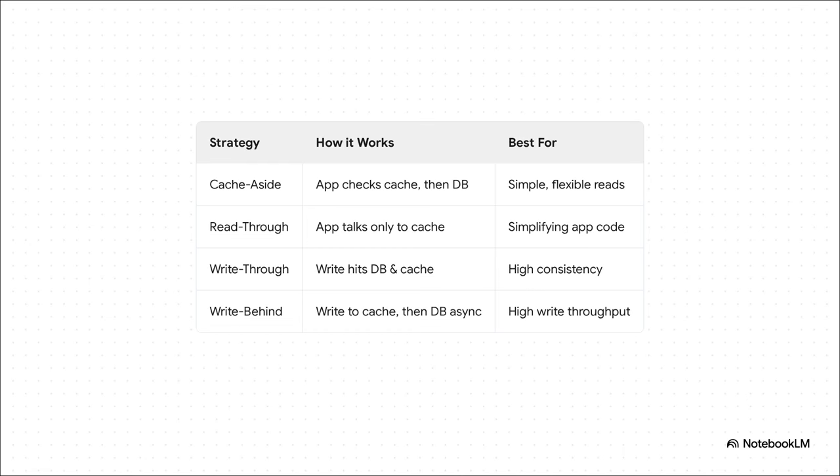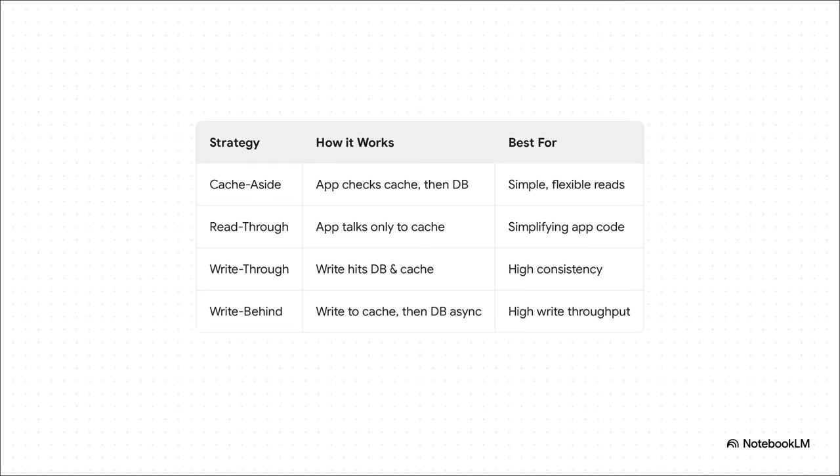The most common pattern you'll see is called cache-aside. That's where your application code is responsible for checking the cache, and if it misses, it grabs the data from the database and plops it in the cache for next time. But if you need rock-solid data consistency, something like write-through is your friend, because it writes to the cache and the database at the same time.